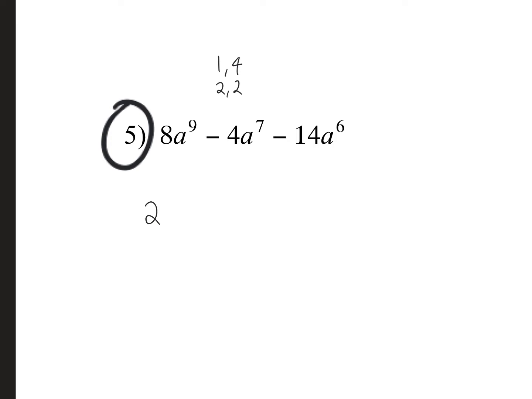Now, what's the smallest exponent? We have a to the 9th, a to the 7th, and a to the 6th. Which one's smaller? a to the 6th is the smallest. Now, we're going to divide these all by 2a to the 6th. So what's 8a to the 9th divided by 2a to the 6th?